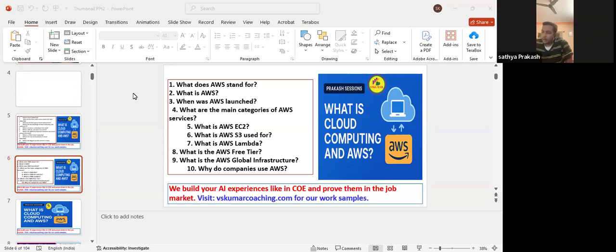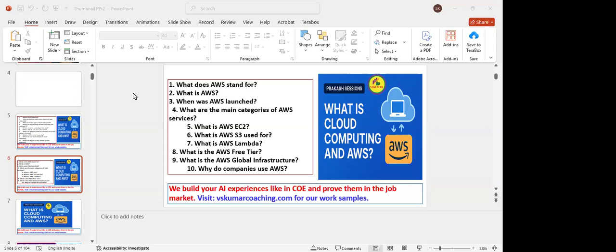Categories of AWS services: one is computing, two is storage, three is database, four is security, five is network and content delivery, and sixth one is artificial intelligence and machine learning. Seventh is DevOps and monitoring. Okay, right. Fifth question, what is AWS EC2?